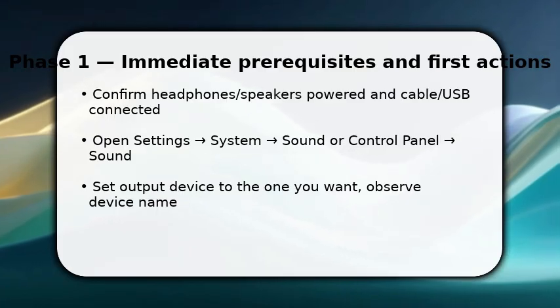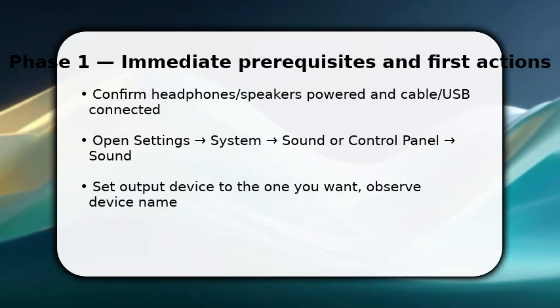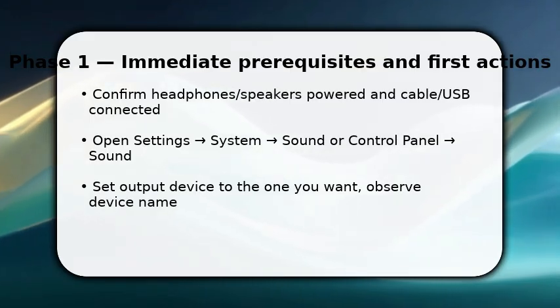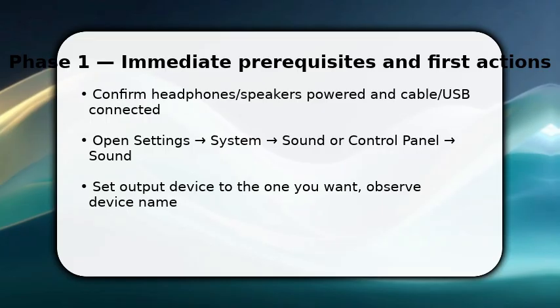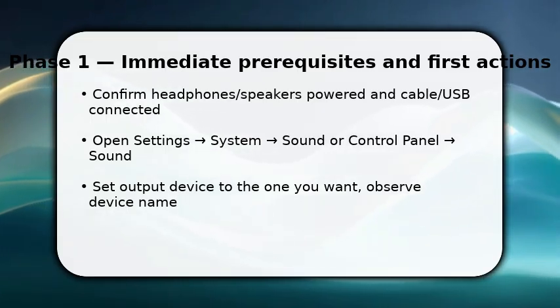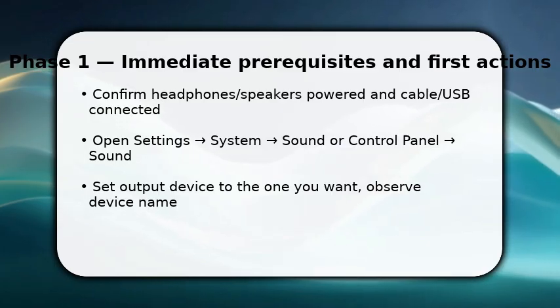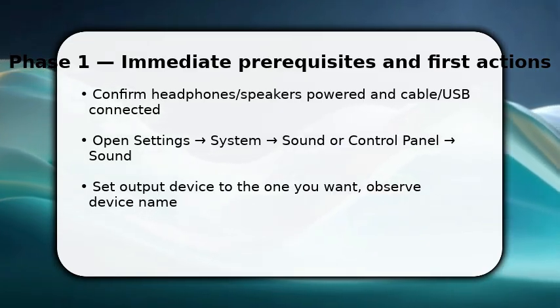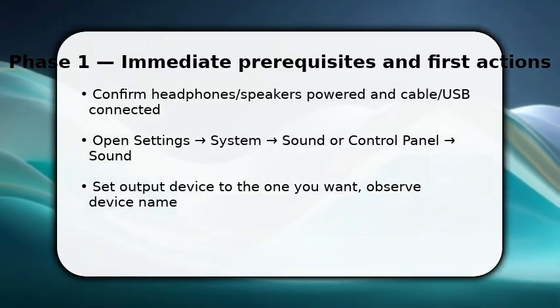You begin by verifying the physical setup. Power, cables, and selected ports matter. Once done, open Settings → System → Sound, or Control Panel → Sound on older systems. In the output list, pick the exact device name you want. This forces the OS to target it.